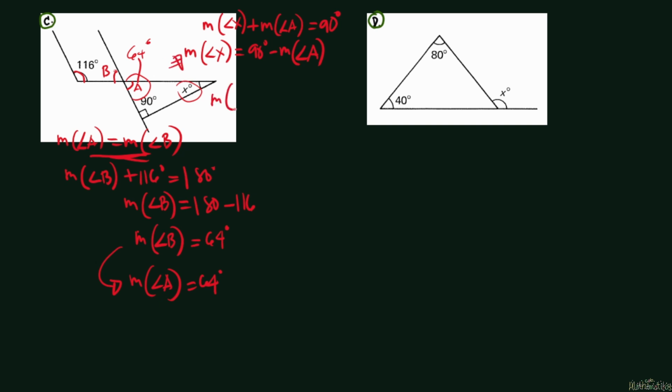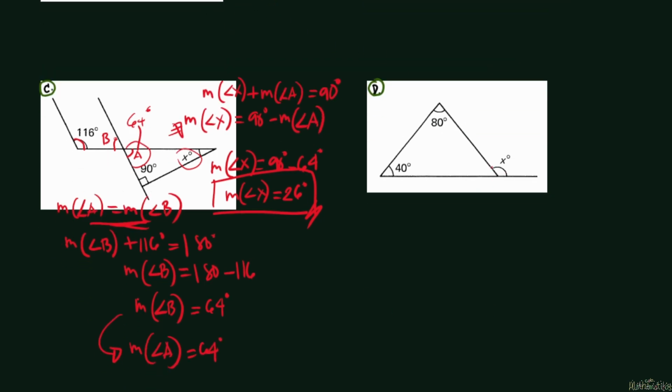So the measure of angle x is equal to 90 degrees minus 64 degrees. That means that our x is equal to 26 degrees. And lastly, letter D.